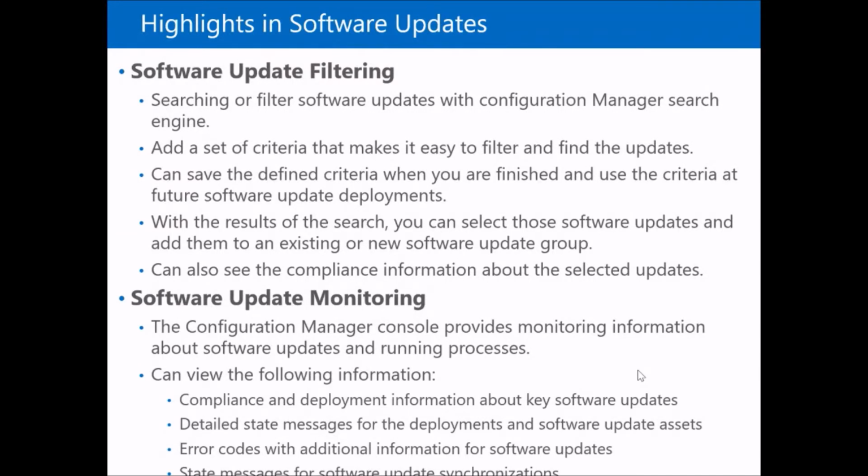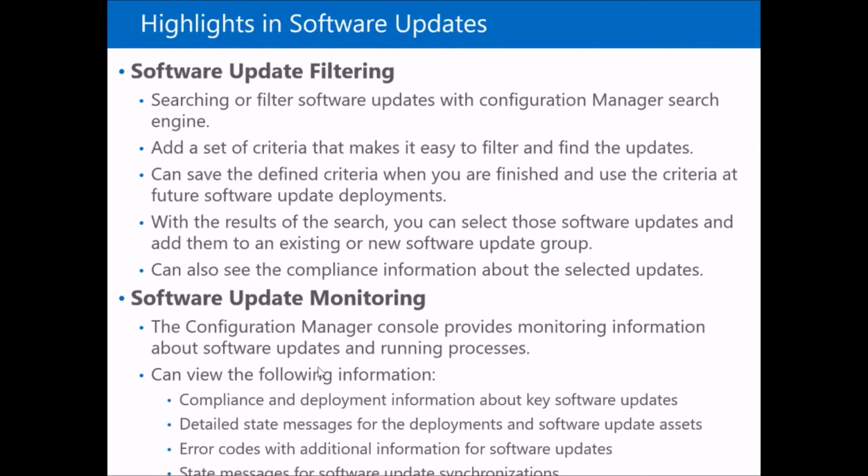We can save the defined criteria when you finish to use that criteria for future update deployments. Again, that's one of the good things. Once you create one of these items, objects, it just sits there in our spice rack, and we can use it again and again in different recipes, in different functions. With the results of the search, you can select those software updates and add them to the existing or new software update group. You can also see the compliance information, which is very important.